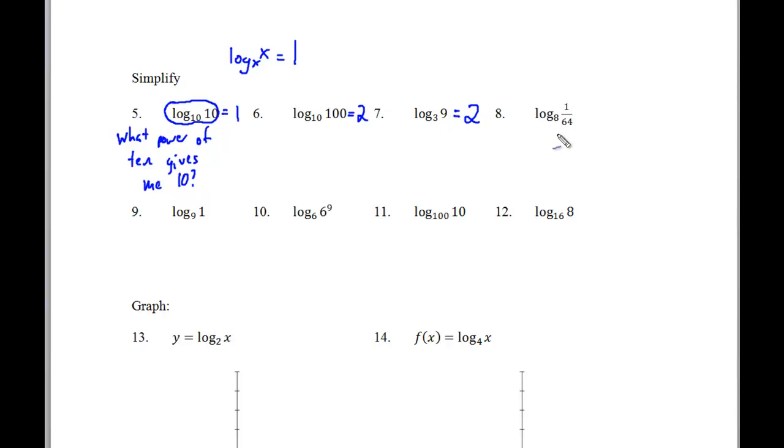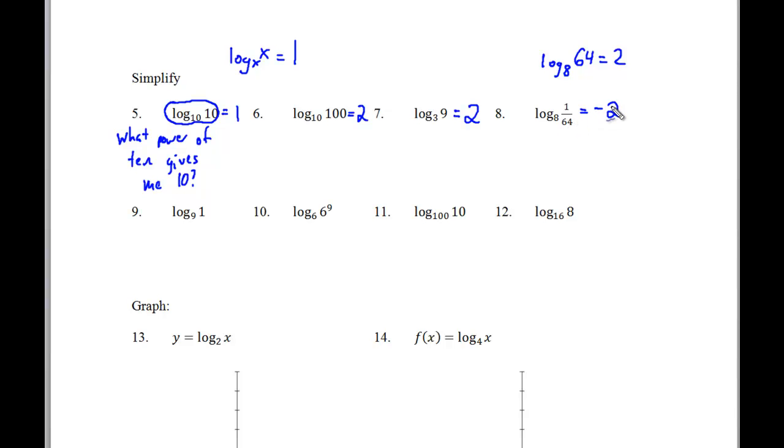The answer is 2. Now things get a little weird here because it says what power of 8 gives me 1 over 64? The trick with fractions here is to think of it like this: the log base 8 of 64. That answer is 2, because 8 to the second power is 64. But now we have a fraction. So what I would really like is 1 over 64, and to do that I can use a negative exponent. So 8 to the negative second power is 1 over 64.